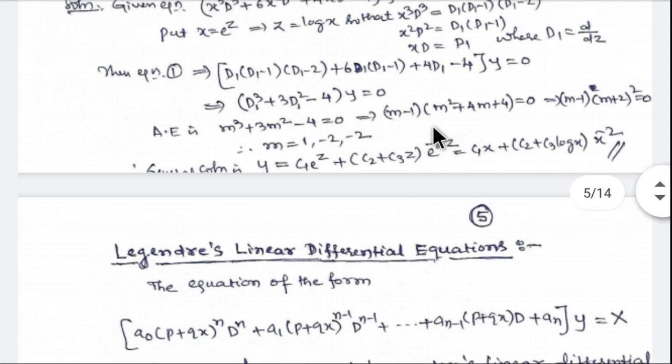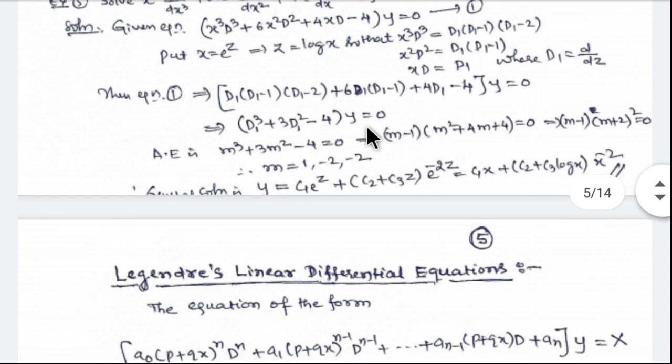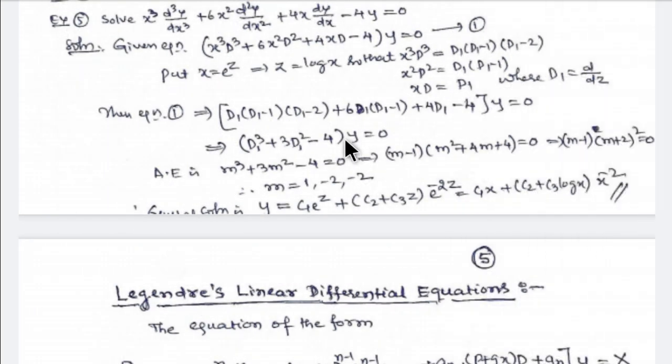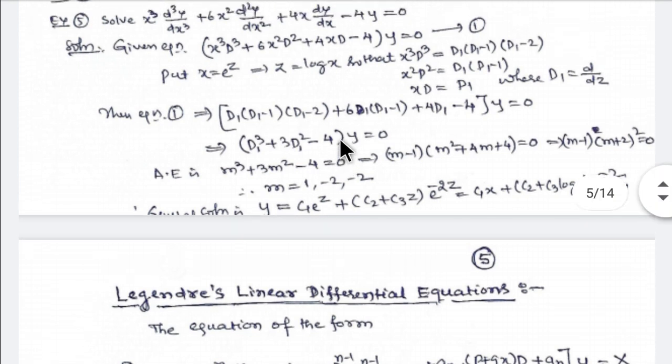Okay students, with this I will stop this video. In the next video I will explain Legendre linear differential equations, the method of solving them, and its problems.